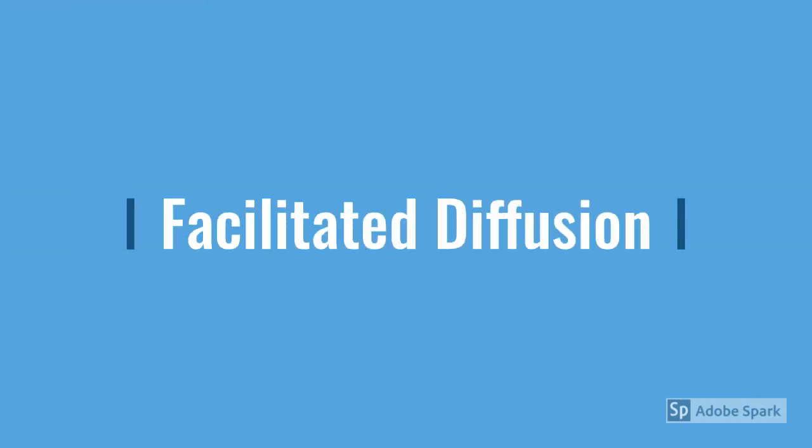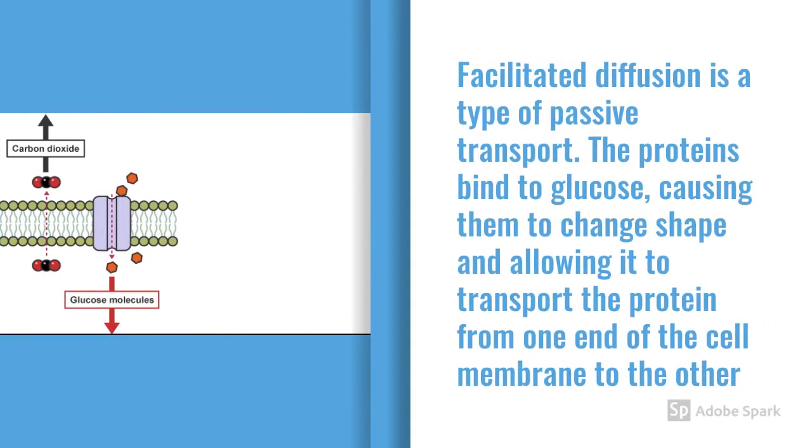If you remember, in my last video I talked a little bit about facilitated diffusion when it came to glucose molecules. And so let's learn a little bit about what facilitated diffusion is. Facilitated diffusion is a type of passive transport. Basically, what happens is that the proteins bind to the glucose molecules, which causes the proteins to change shape. And this then allows the protein to transport the glucose from one end of the cell membrane to the other.